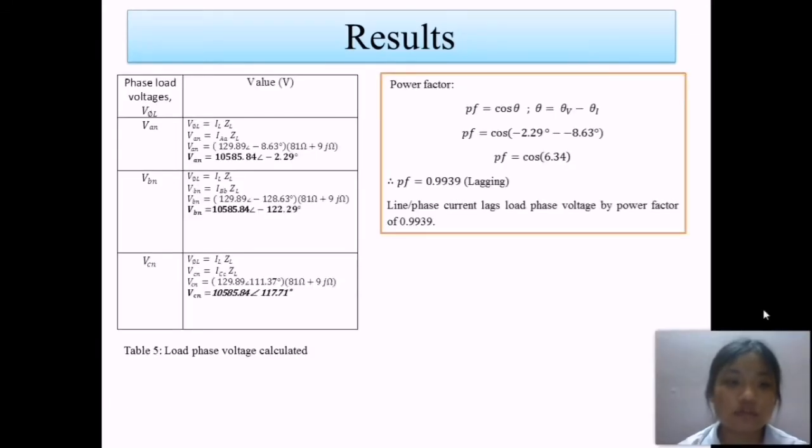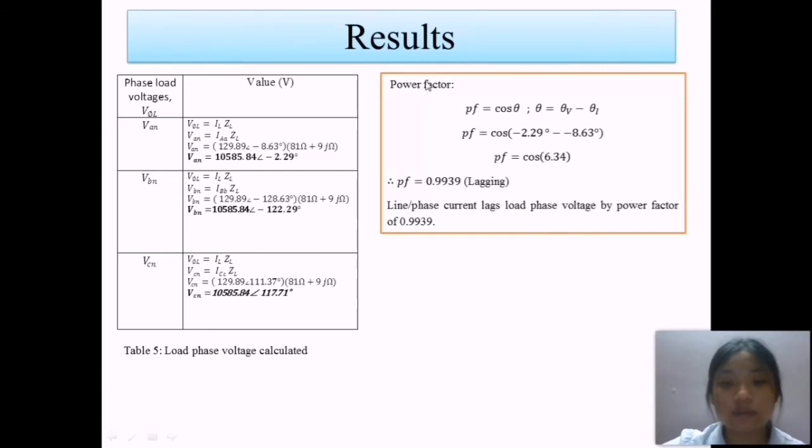Next is to find the parameter of the phase voltage across the line, V phase L. V phase L uses the formula IL times ZL. So VAN gets this result, and then VBN also uses this formula and gets this result. And VCN also uses the formula and gets this result.